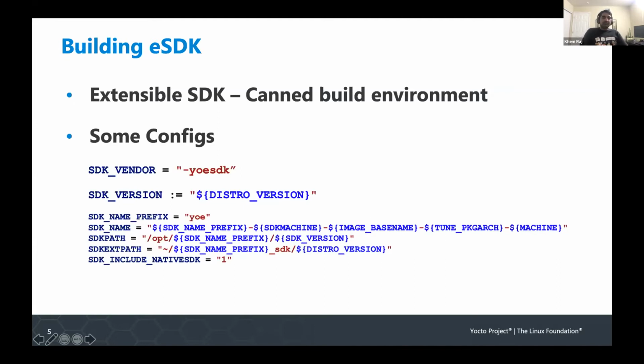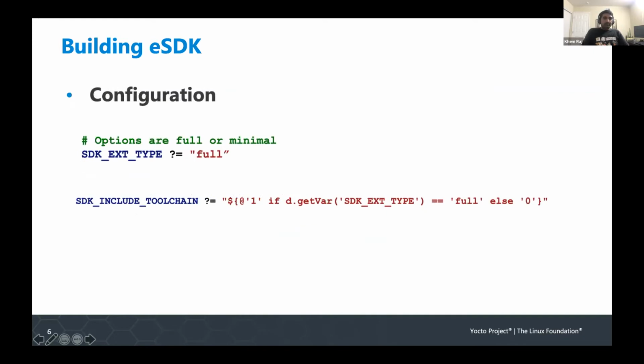SDK include native SDK, and that is to include all the native SDK components in your SDK. Configuration wise, there is this SDK ext type variable, which basically has two values you can choose. One is minimal, one is full. Full would include everything in it, which means if you are building an Extensible SDK corresponding to an image, then it will have all the content of that image in the SDK.